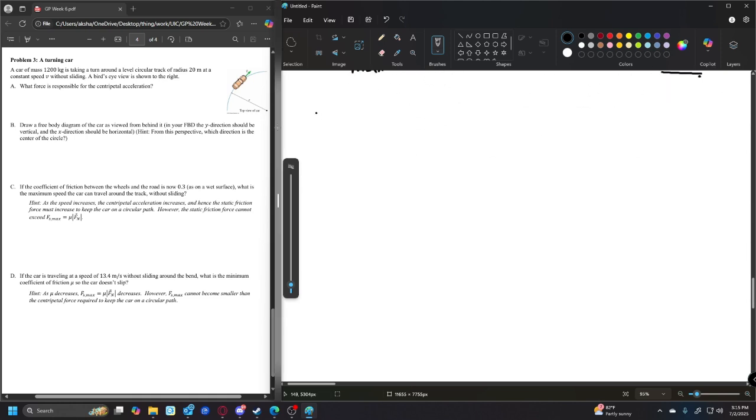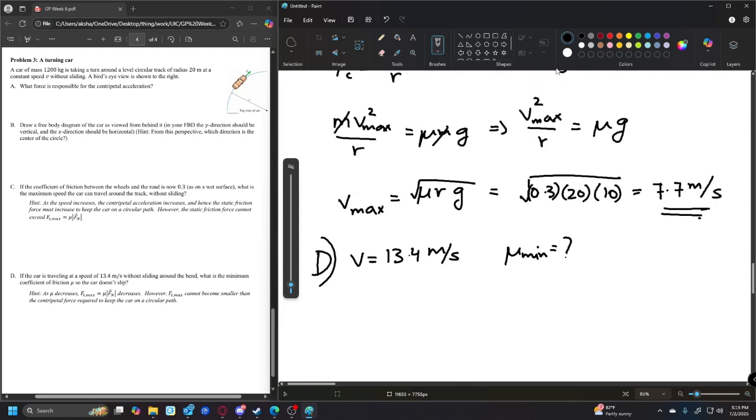And finally, moving on to the last part of question number 3, part D. Now they've given us the velocity at 13.4 meters per second, and they're asking to find the minimum coefficient of friction. So we can use the same equation that we found up here again. So let's just write that down. v squared over r equals mu min g.